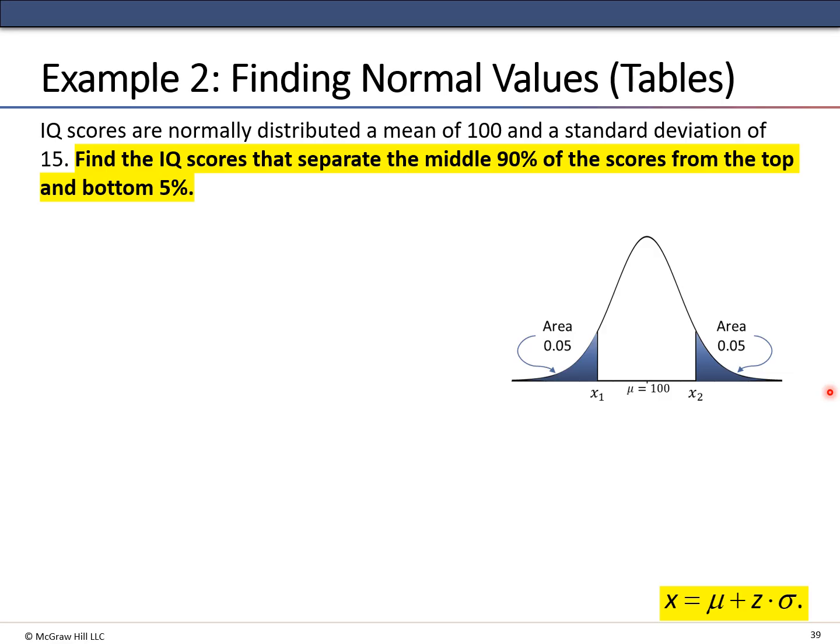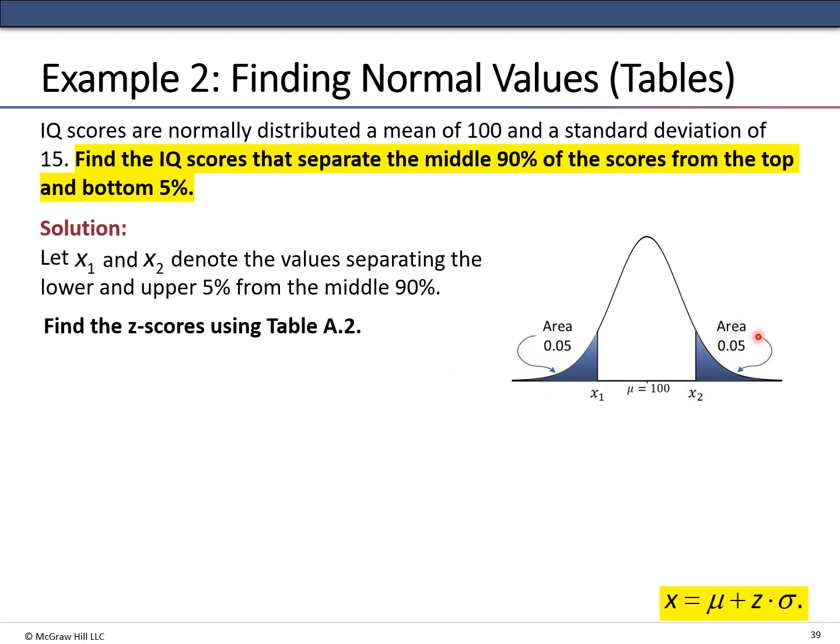All right, try this one and see if you can do it. So we're first looking for an area. Be careful here. What is x2's area that we're going to be looking for? Well, if the area to the right is 0.05, the area to the left is not 0.90, it's 0.95. x2 represents everything to the left, which would be 0.95 because there's 5% to the right. So again, we're going to find the area to the left of 0.95.